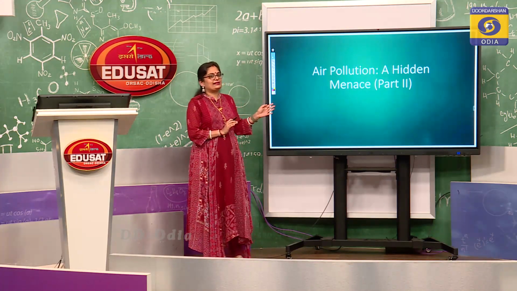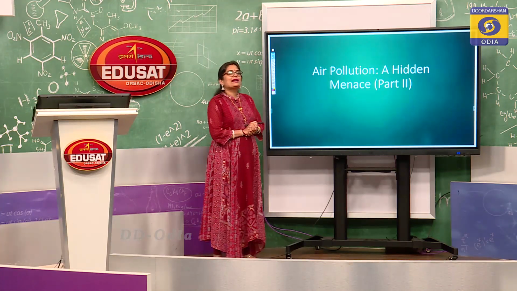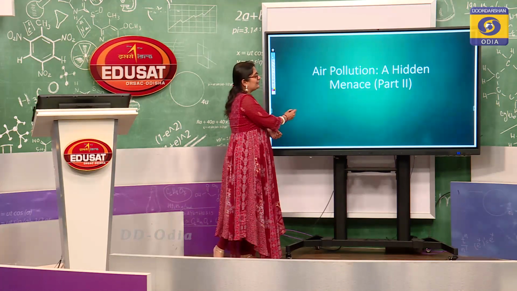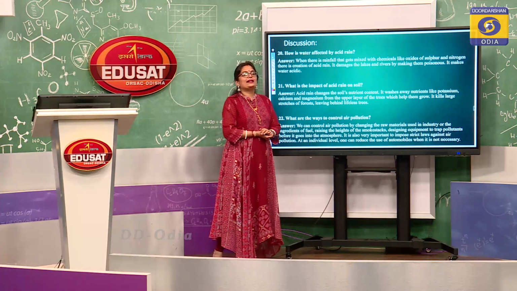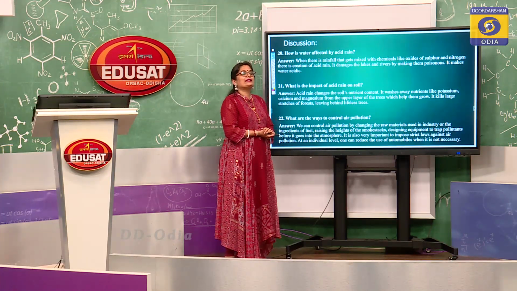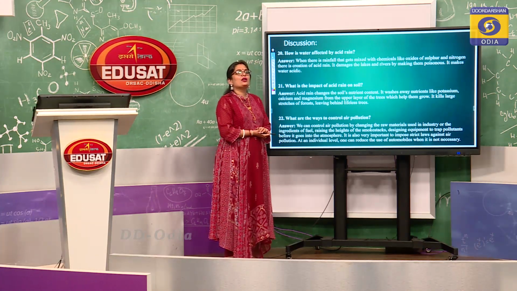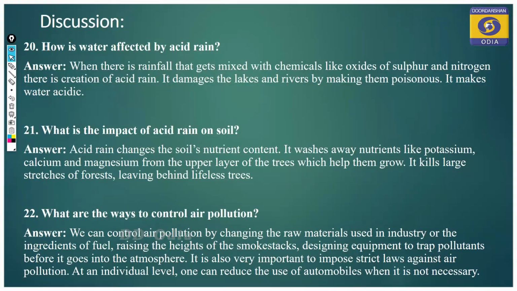Now, in the previous chapter we had discussed the impacts and effects of air pollution. In the subsequent slides we will discuss how water is affected by acid rain. Children, pay attention to all the questions I discuss one by one. If necessary, note down the answers in your notebooks. How is water affected by acid rain?